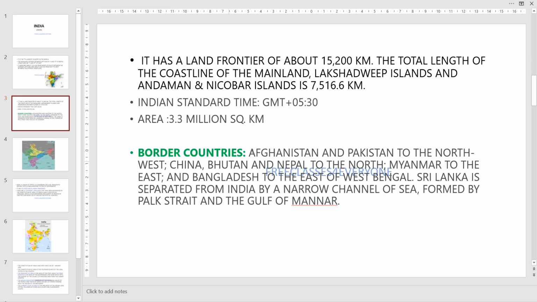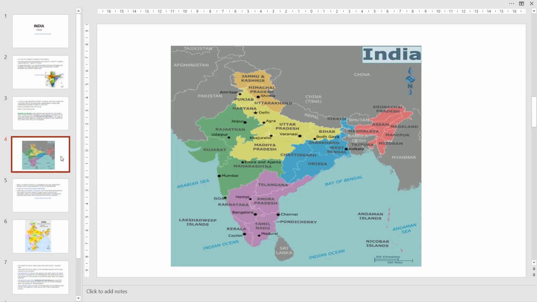Now let's see the border countries, the countries which are neighbors to India. Afghanistan and Pakistan to the northwest, China, Bhutan and Nepal to the north, Myanmar to the east and Bangladesh to the east of West Bengal. Sri Lanka is separated from India by a narrow channel of sea formed by Palk Strait and the Gulf of Mannar. So let's see them on the map.